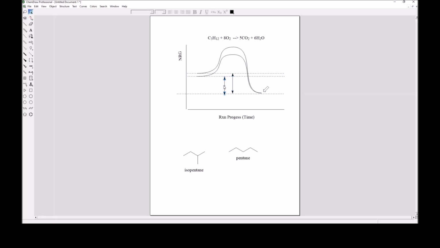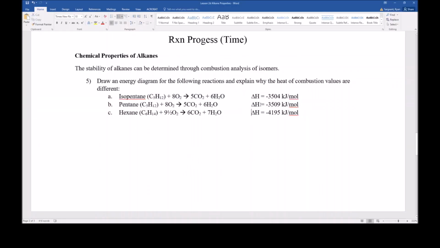I'm going to get out a different amount of energy when I burn. The one that starts at a lower energy state will give me less energy when I burn it. The one that starts at a higher energy state will give me more energy when I burn it because it started off at a higher energy state. So we can go back to the data, and it shows us that the pentane gives off more total energy. And the isopentane, when you burn it, gives off less energy per mole.